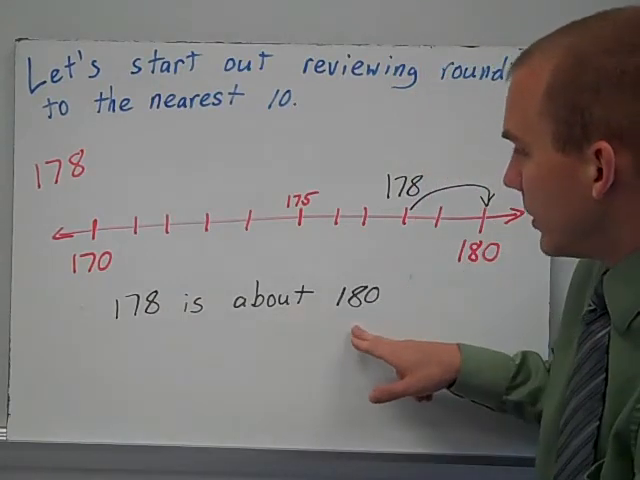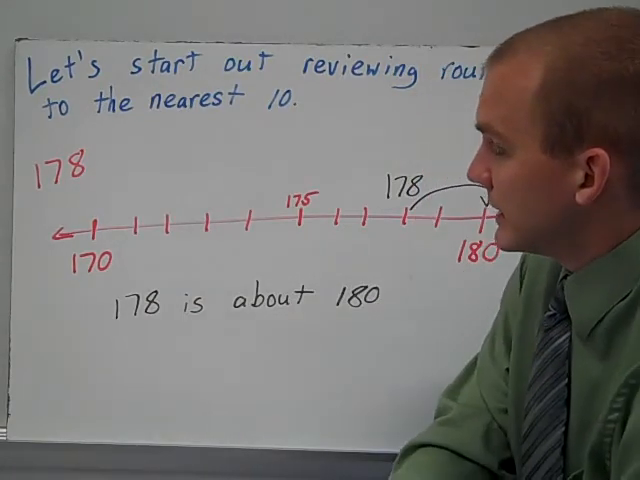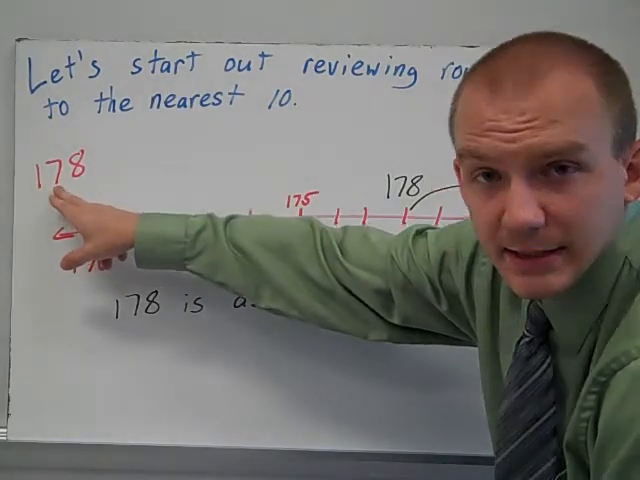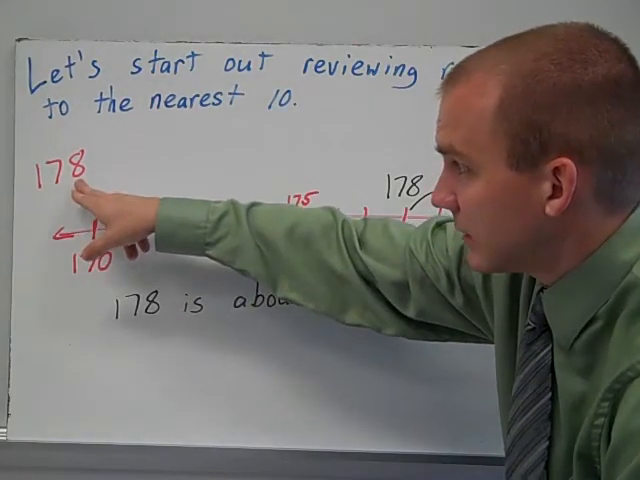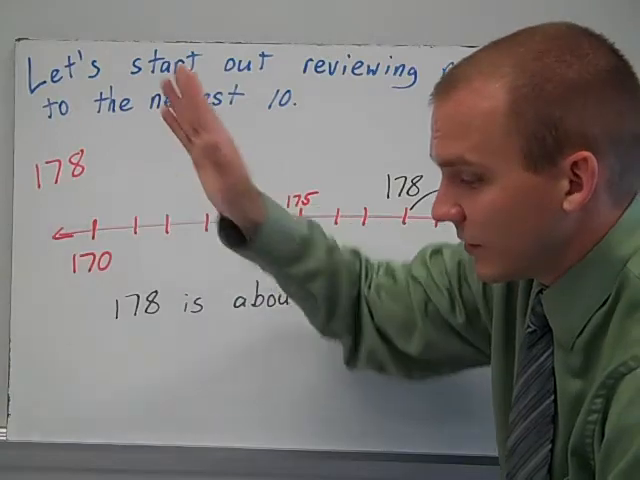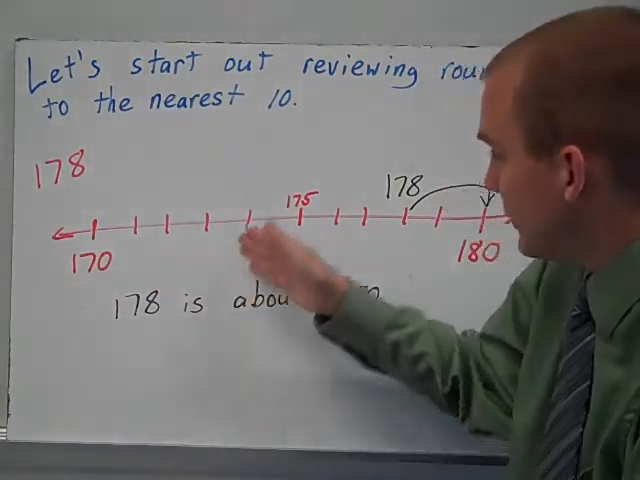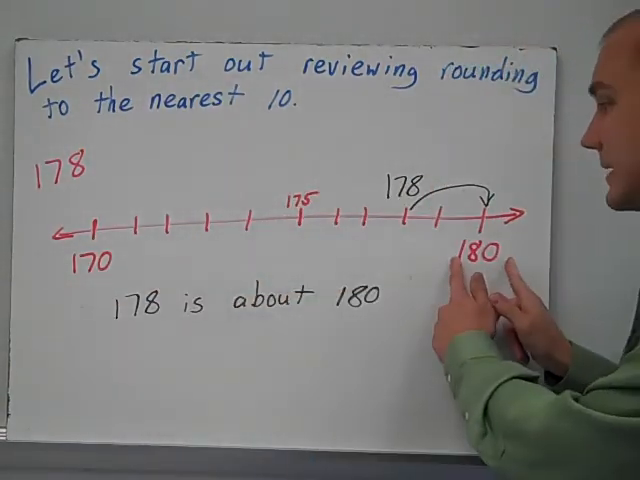178 is about 180. The other way we talked about is if you look at your rounding place, the tens, and you look next to it, there's an 8. Well, the 8 is the 5 to 9 climb the vine, which means you pick your higher choice. In this case is 180.